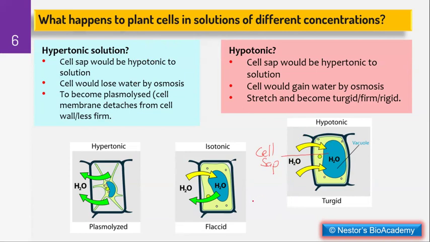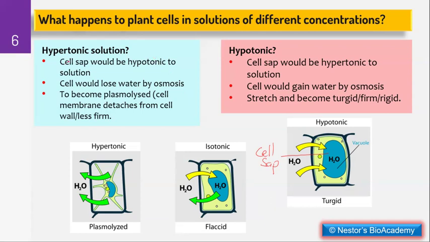Remember, we say hypotonic or hypertonic to the cell sap. We are not going to say that the solution is hypertonic to the cell, because these terms, hypertonic, hypotonic, isotonic, we use them to compare concentrations of solutions. But a plant cell is not a solution. The solution is the cell sap, which we find inside the plant cell.